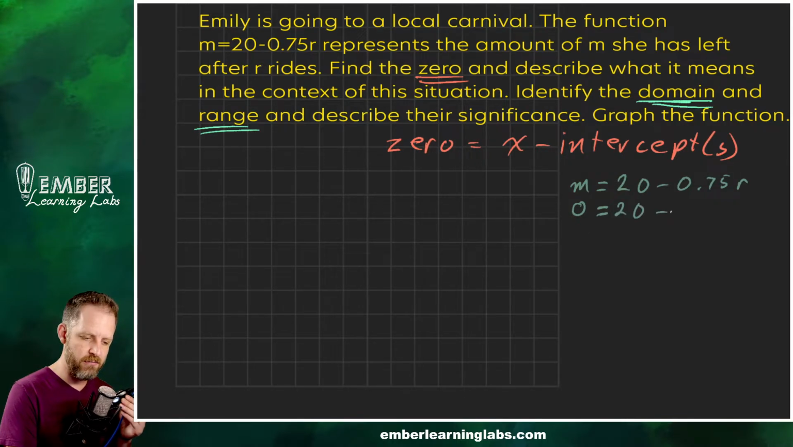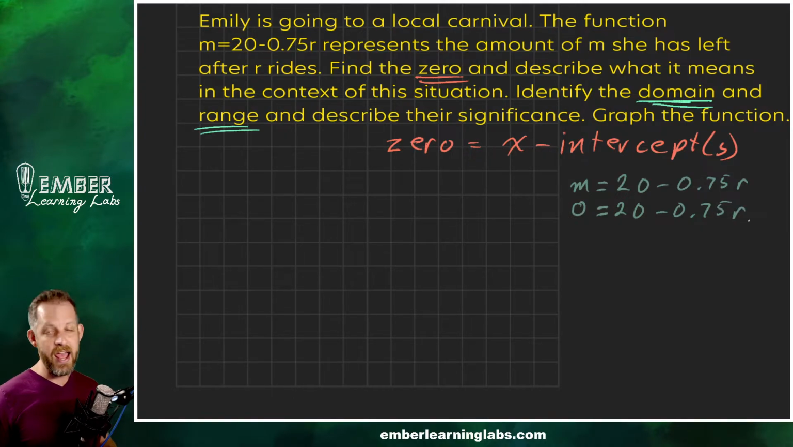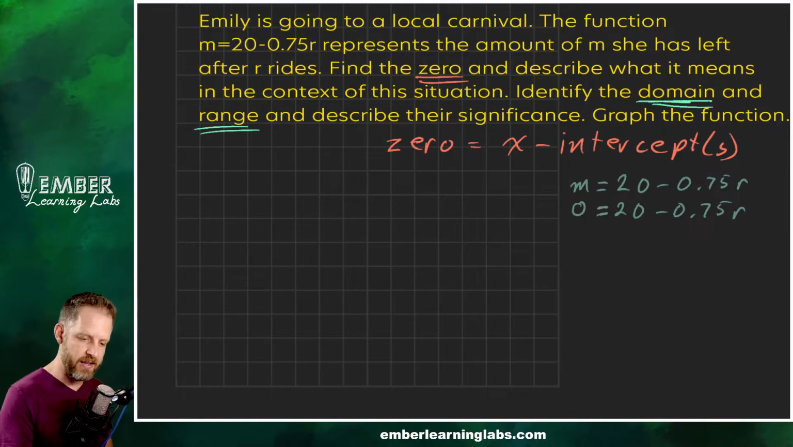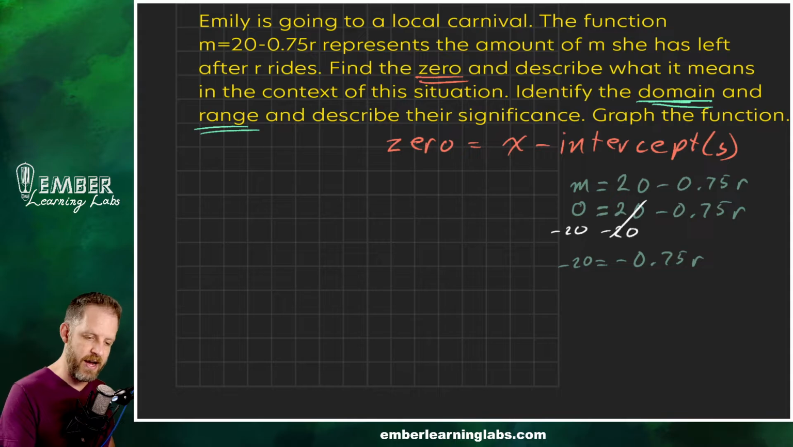So 0 equals 20 minus 0.75r. And so we're going to solve this. We're going to subtract 20 from both sides. Those cancel, leaving us with negative 20 equals negative 0.75r. Then we have to divide that negative 0.75 off. Divide it from this side and then divide it from that side.